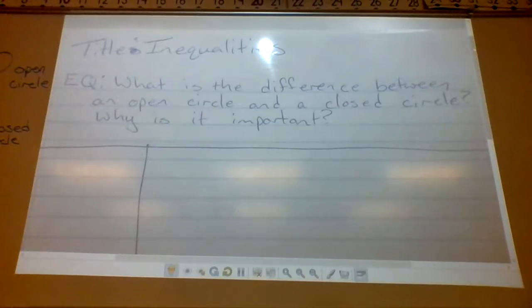Alright, so today we are going to go over inequalities. The essential question is, what is the difference between an open circle and a closed circle? And why is it important?